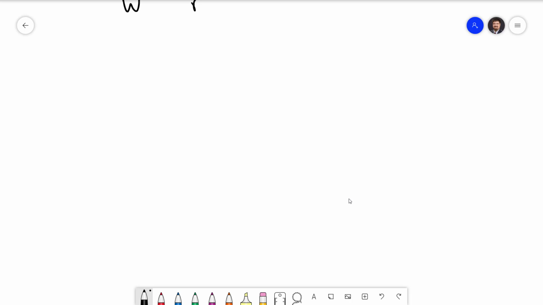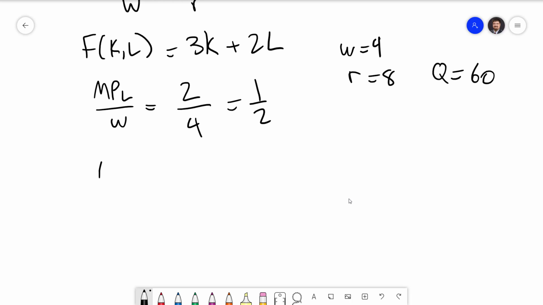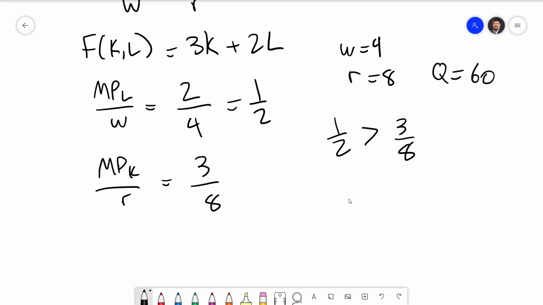Let's take a look at how this works with our example production function, f of K, L equals 3K plus 2L. Suppose that our wage is 4 and rental rate is 8, and our target output is 60. First thing to do is figure out MPL over W. MPL is 2 and W is 4, so we get 1/2. Then we're going to do the MPK over R, which is 3/8. Think about this for a second, and we can see that 1/2 is greater than 3/8, which means that labor is the better value for money.